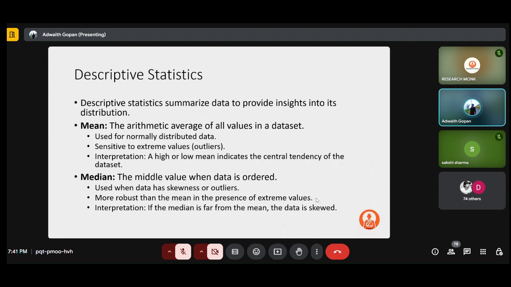Common descriptive statistical techniques are the measures of central tendency: mean, median, mode. There are also measures of dispersion like variance, standard deviation, etc.